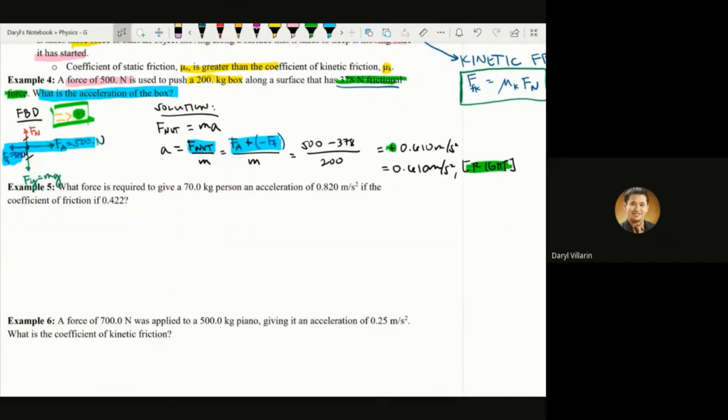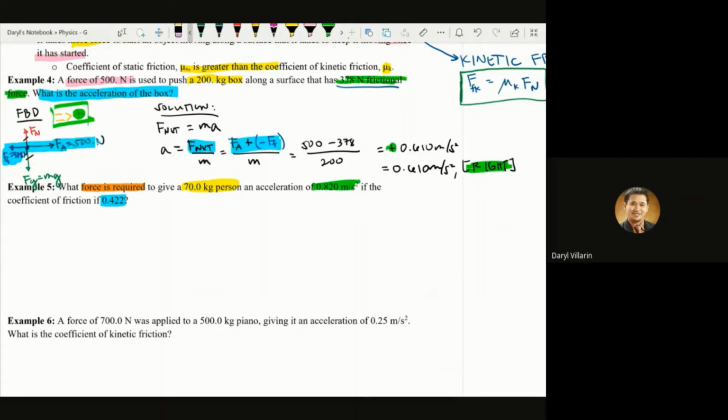What force is required to give a 70-kilogram person an acceleration of 0.82 meters per second if the coefficient of friction is 0.422? Okay. So what force is required? In that particular case, you're talking about the applied force. Coefficient of friction is 0.422.